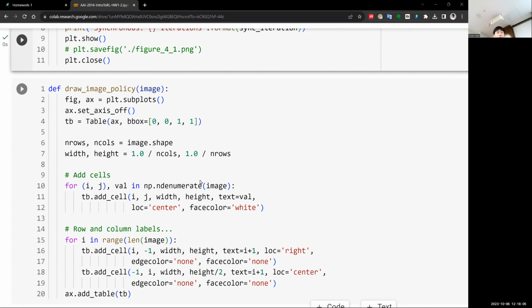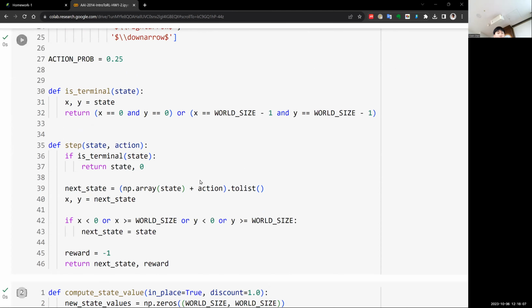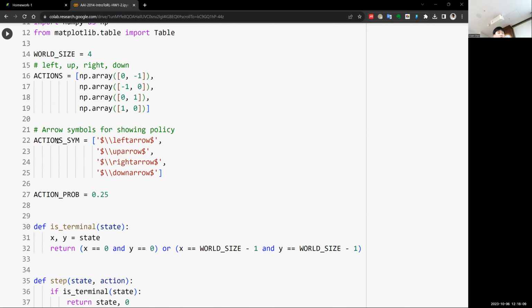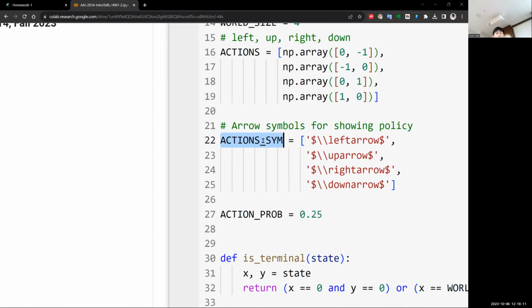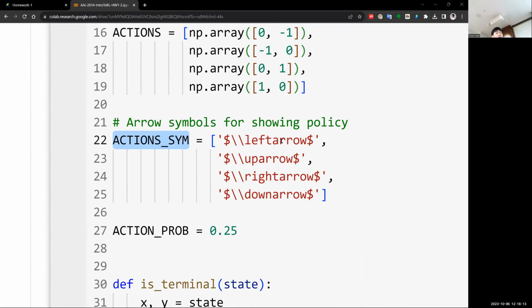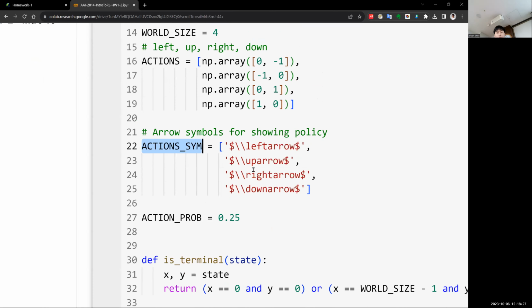And for the arrow symbols, I already put them here: left arrow, up arrow, right arrow, down arrow. Then you can update the policy based on the action state values. This is the second homework.